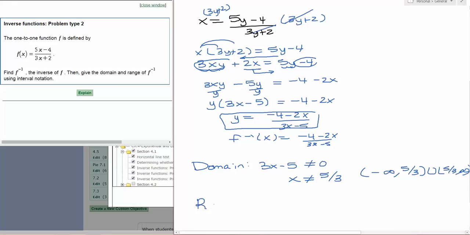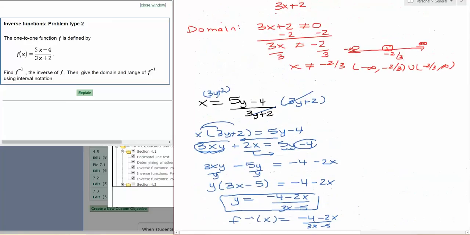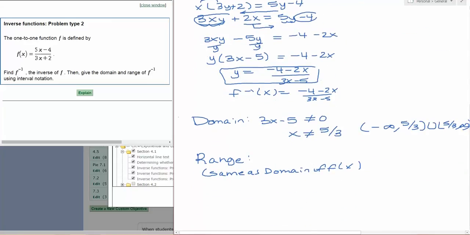Now it also asks us to give the range. Now the range of the function is the same as the domain of f of x. So the range of the inverse function is equal to the domain of the original function. Okay, so my original function, its domain was negative infinity to negative 2/3 union negative 2/3 to infinity. So that's how you find the range. You just use the original domain.